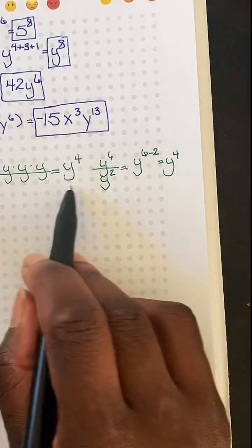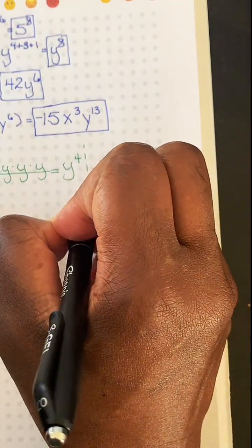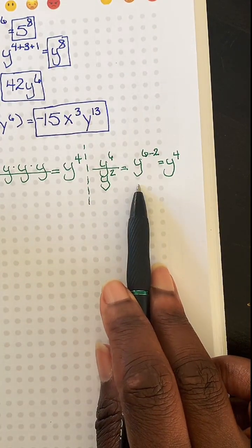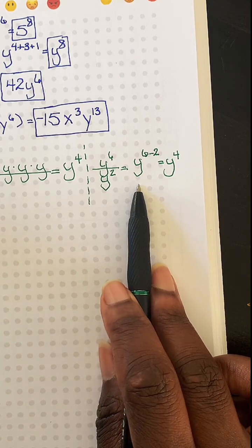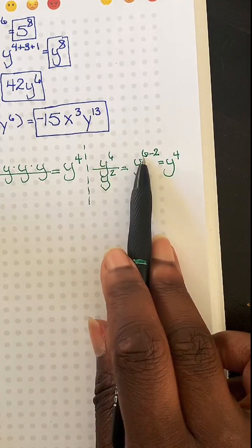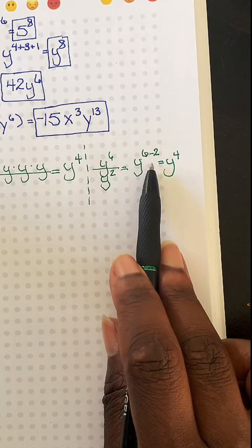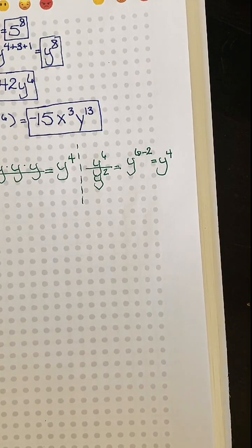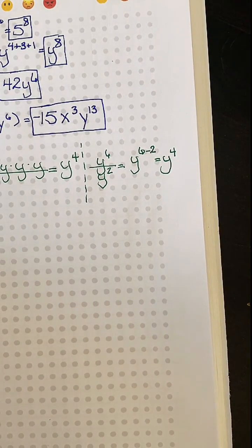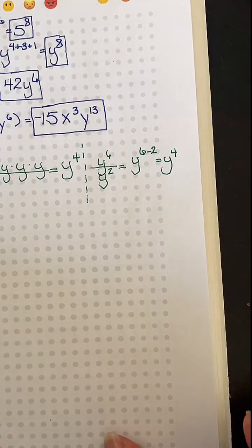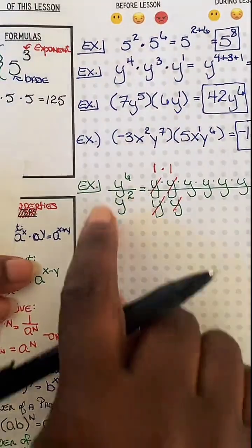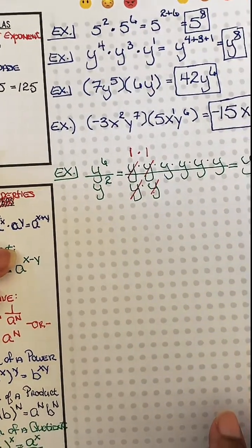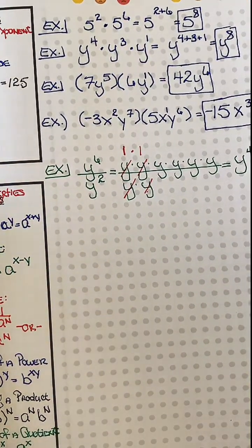So you can expand it out, or you can just simply subtract. Do we see why you're subtracting? When you're dividing, you're subtracting the exponents. You're not dividing the exponents. You can divide the coefficients, but you're going to subtract the exponents. Okay. All right. Awesome.